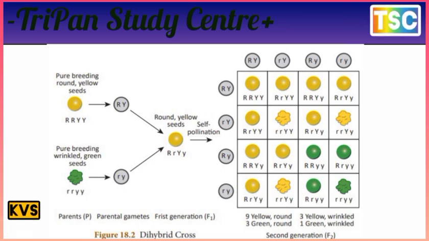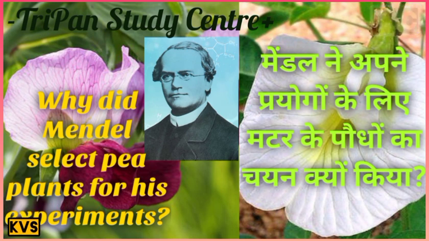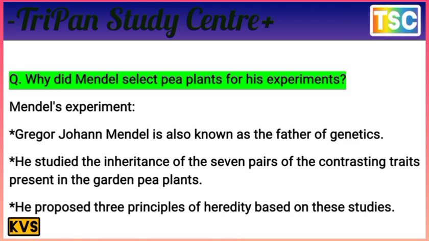And our last question is the most important for the exam. Examiners many times ask this question: Why did Mendel select the pea plants for the experiment? Mendel's experiment is the most important. First of all, Gregor Johann Mendel is known as the father of genetics. Who is the father of genetics? G.J. Mendel.